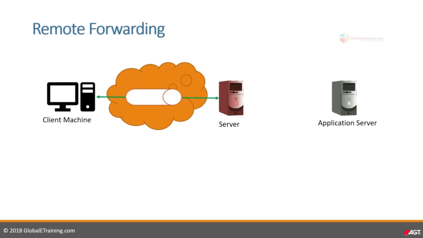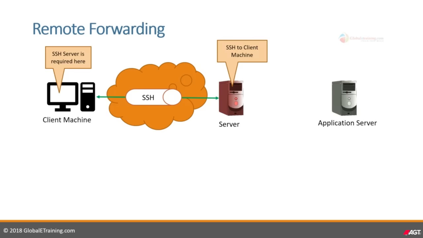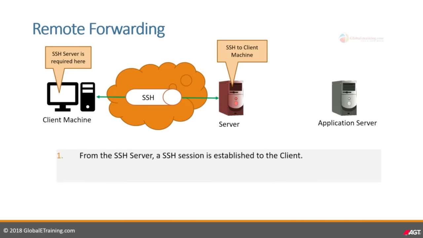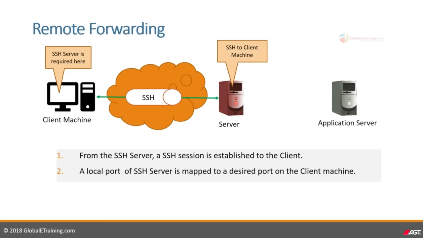Coming back to this diagram, we would create a SSH session from the server machine to the client machine with remote forwarding, and that would map some desired port on the server to a port on the client machine. Of course, that's a desired port as well, but that's a new port that gets opened on the client machine.